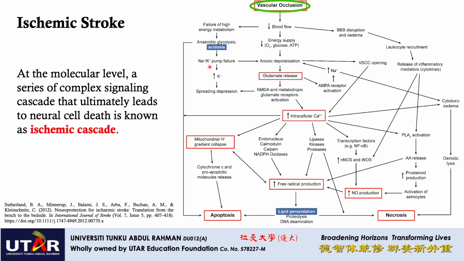Due to lack of ATP, the sodium-potassium ionic pump will fail, leading to anoxic depolarization, which will then cause the rapid release of the neurotransmitter glutamate, which will stimulate the influx of calcium ions into the neurons. High intracellular calcium levels do two things: cause mitochondrial collapse and generation of free radicals.